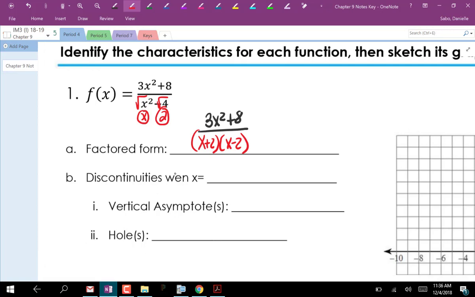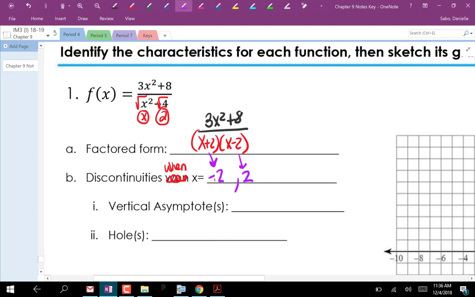Then, this should say W-H-E-N. I can't spell. Okay? So, the discontinuities when x is what two numbers? Because look, there are two things right here, which means there are two discontinuities. What's one of them? Good, so I have plus 2 from this guy. And what's the other one? Minus 2.